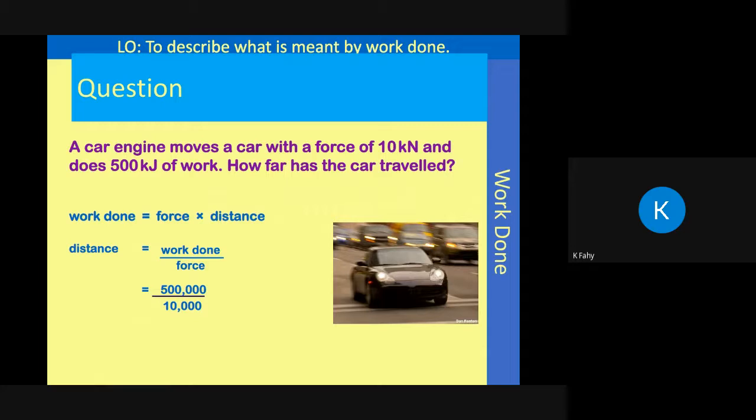So I convert my 500 kilojoules into 500,000 joules, and I convert my 10 kilonewtons into 10,000 newtons. All I've done is, wherever I see a K, I take that out and multiply by 1,000. Take that out, multiply by 1,000. And I pop all that in the calculator, I get 50 meters.